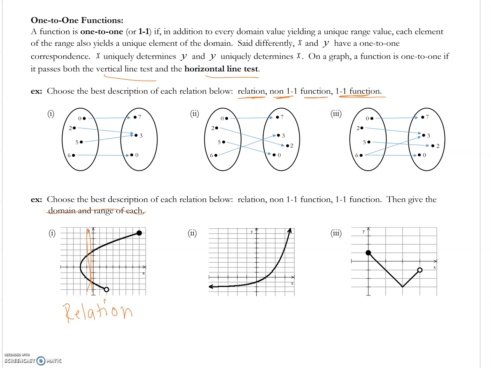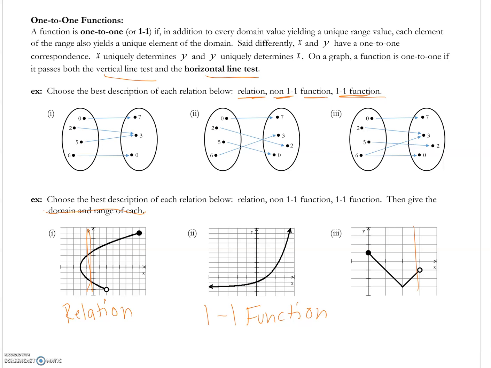If it's not a function, I'm just going to call it a relation. Down here, though, I'm going to draw my vertical lines. Passes the vertical line test. So I know it is a function. Once I know it's a function, I'm going to test its one-to-oneness. So I'll draw my horizontal lines. And look at that, each horizontal line only hits my curve once. So it's a one-to-one function.